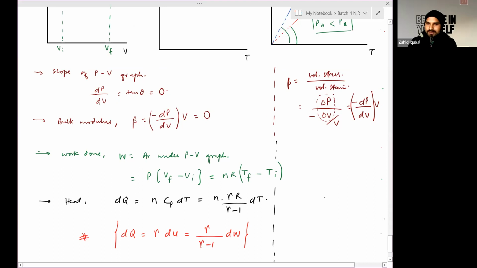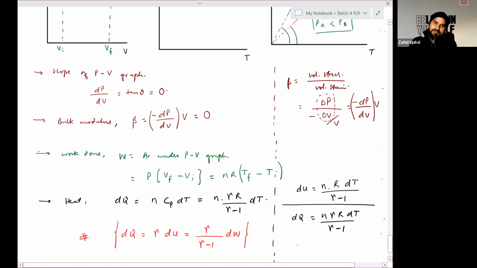In the above part, in the concept of internal energy, I defined dU equals n R dT by gamma minus 1. In this part, we have dQ equals n times gamma R dT divided by gamma minus 1. So just divide these two parts. Gamma minus 1 will cancel out, and R dT will cancel out. So you're left with dU by dQ equals 1 by gamma. That's why dQ is equal to gamma times dU.